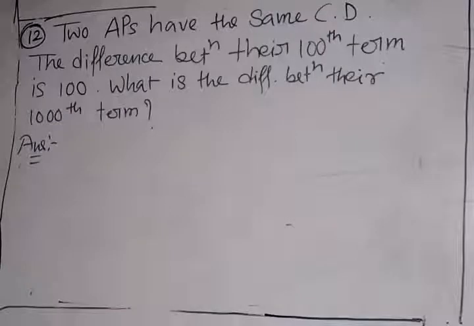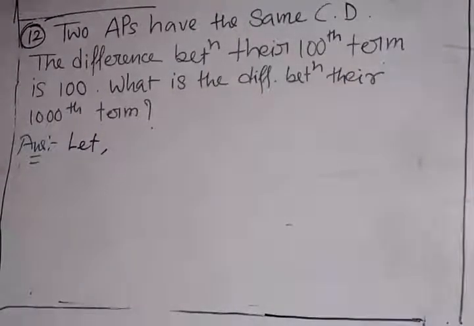Okay, two APs are given. Two APs are there, it is not given. The difference between their 100th term is 100. Now we have to find out the difference between their 1000th term. It's also very easy. First of all, you have to consider one AP.